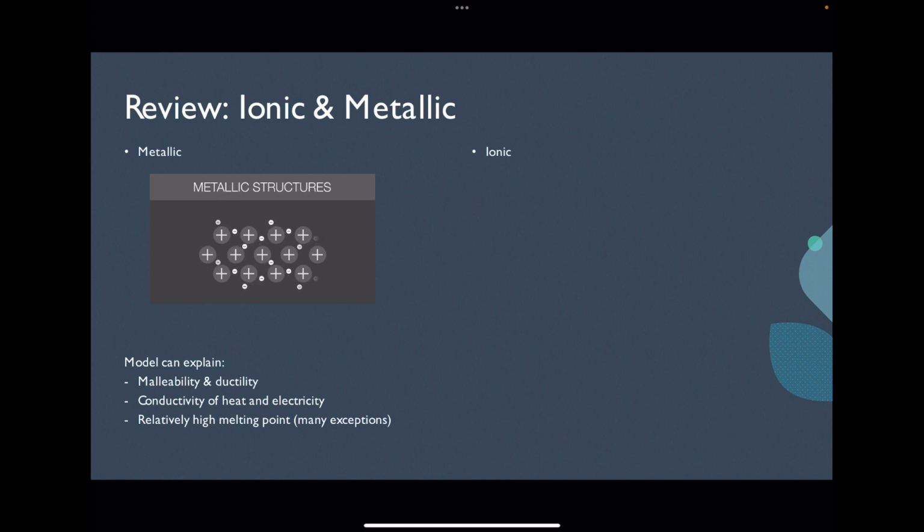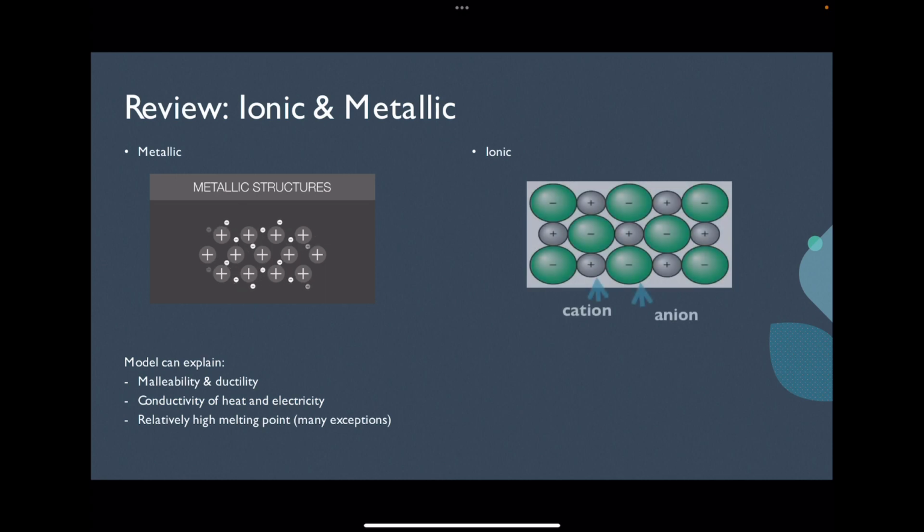However, it does leave out many exceptions, such as mercury being liquid at room temperature. In the ionic bonding model, ions of different charges alternate in an ionic lattice. The electrostatic attraction is strong, and therefore ionic compounds are mostly solid at room temperature with high melting points.